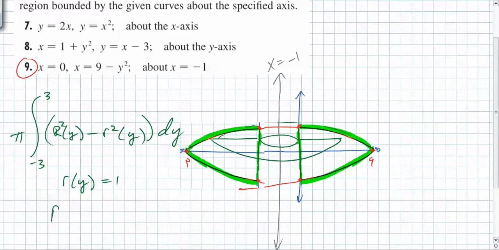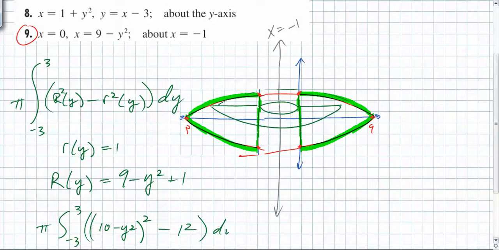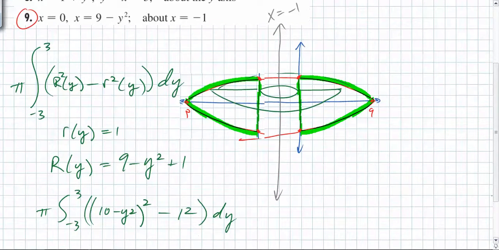It doesn't change. And what's the big r of y? 9 minus y squared plus what? Plus, why is it plus 1? A little bit more. You need a little bit more, exactly. Perfect, very good, nice. So you have pi from negative 3 to 3 of 10 minus y squared, minus 1 squared, dy. Now here's the thing. Is that correct? Sure. Is that nicely integrable, Griffin? Yeah. What do you have to do to that before you integrate? Multiply it out. It's a polynomial.